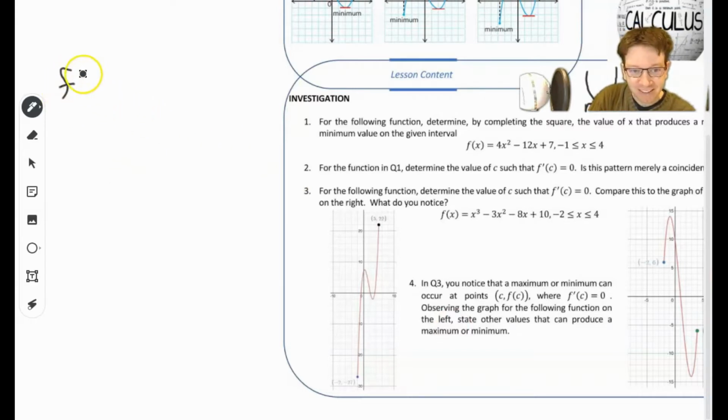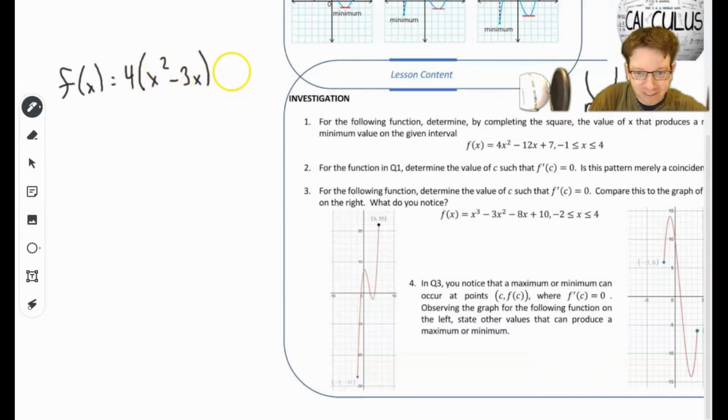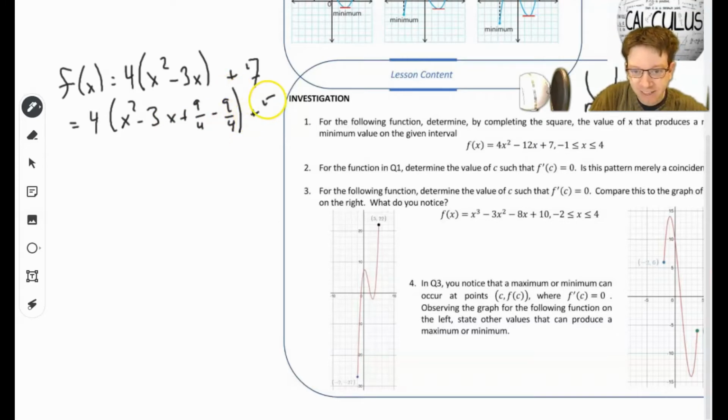So here we have f of x equals 4. Let's just pull out that 4 right away for the first two terms. So x squared minus 3x. And then we'll just stick that 7 on the end, and we're going to leave it there for the entire time until the very last step. So completing the square. x squared minus 3x. Take negative 3, take half of it, 3 over 2, square that, 9 over 4. And then we'll add 9 over 4 and subtract 9 over 4. And we'll just leave that 7 over there.